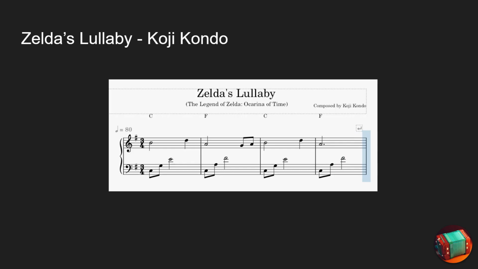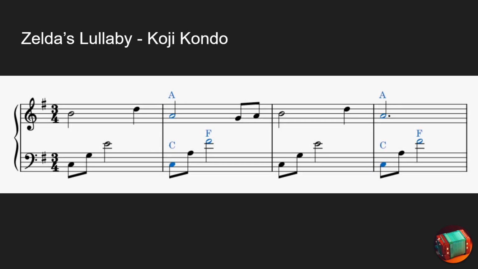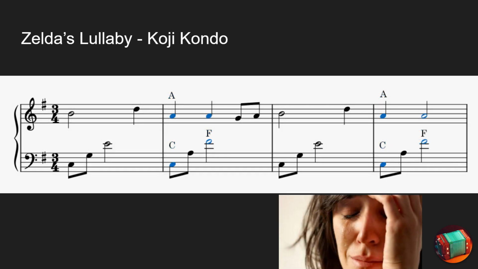Well, sadly, no. The issues come from bars 2 and 4. We have a low C and then an F. The issue here is the low C is only on the push for a concertina, and the F is only on the pull. Which means, although the A of the melody can be played in either bellows direction, we are forced to change bellows directions midway through that held A. This is not great for phrasing.